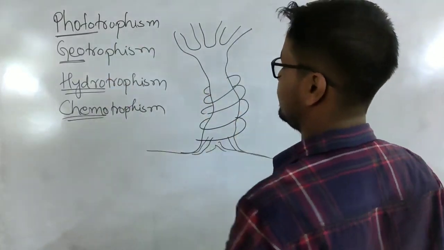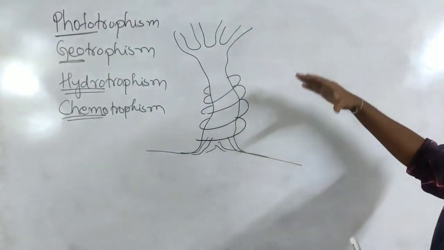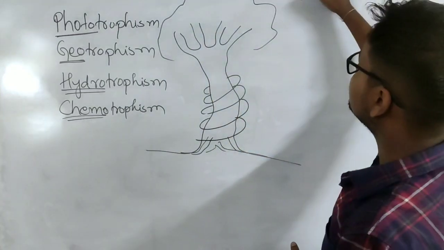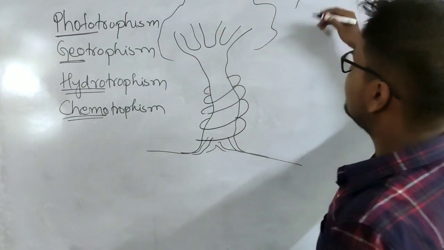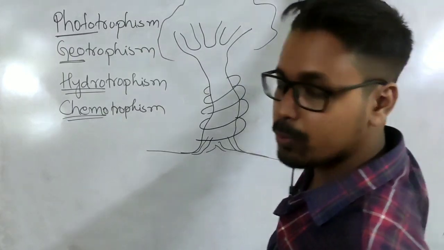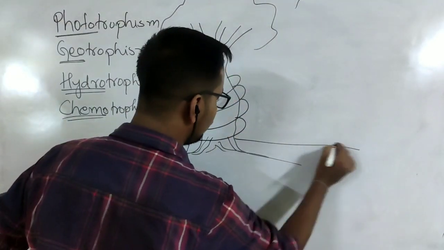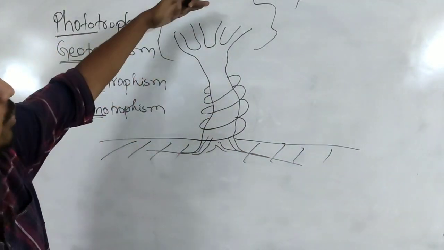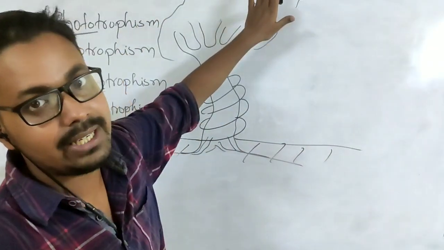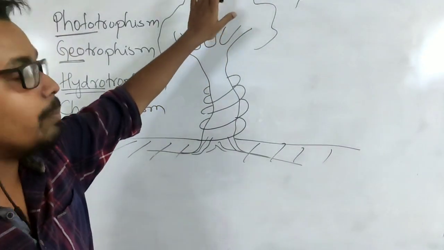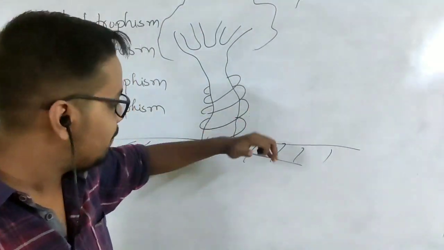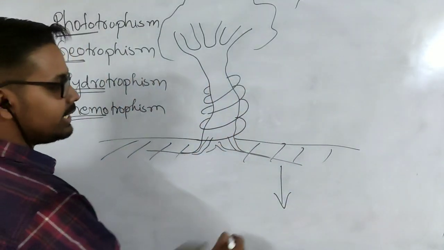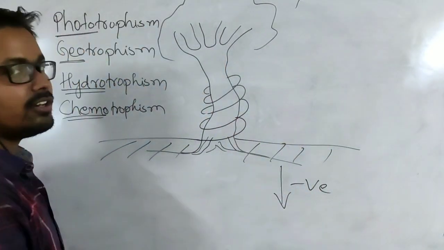First comes phototrophism. So if you see that the shoot part of the plant, if this is the tree, it will always grow towards the sunlight. Light comes from the top of the plant, the top of the sky, and here we have the root which is under the soil. The shoot part of the plant always grows towards light. That's why it is called positively phototrophic. This root part always grows away from the light. Hence it is called negatively phototrophic.